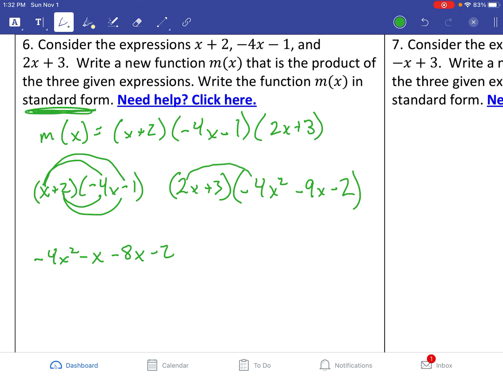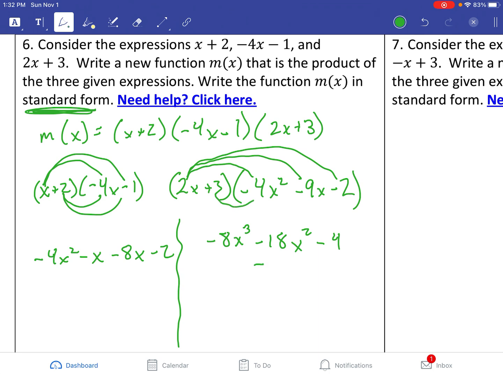So I have 2x times negative 4x, which gives you negative 8x to the third. 2x times negative 9x is negative 18x squared. 2x times negative 2 is negative 4. All right, the next one, 3 times negative 4x squared is negative 12x squared. 3 times negative 9x is going to be negative 20. I'm sorry, this should have a negative 4x. Negative 27x. And 3 times negative 2 is going to be negative 6.